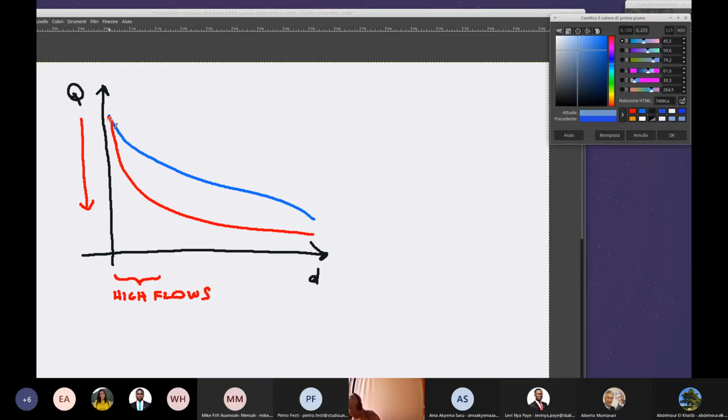So you may get a situation where the flow duration curve goes down and collapses over the horizontal axis, which means that the river flow goes to zero for a duration which we may indicate with this star, which means that for longer durations with respect to this star, we have the river that is dry.